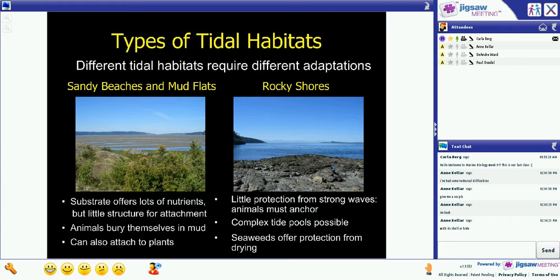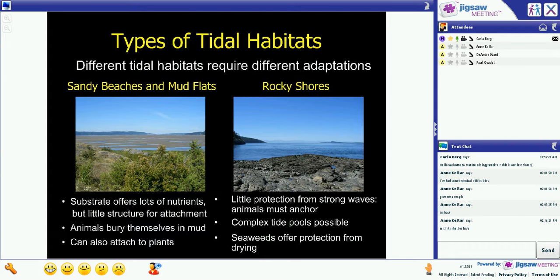All right, well then let's look at two different types of tidal habitats. Does anyone want to read this slide for me? Go ahead and raise your hand if you'd like to volunteer to read. Alrighty then. There are two main different types of tidal habitats. The first is the picture on the left. On the left, you see a sandy beach and a mud flat. And the second is your picture on the right, which are rocky shores.